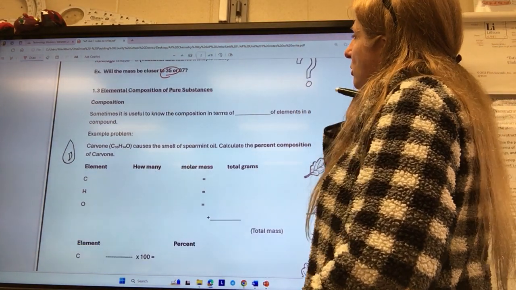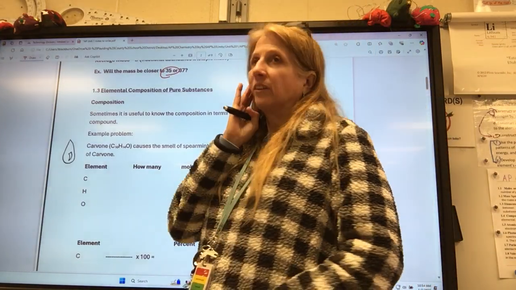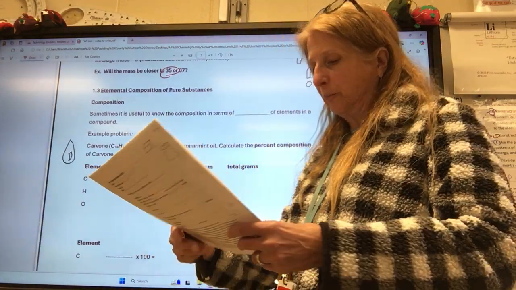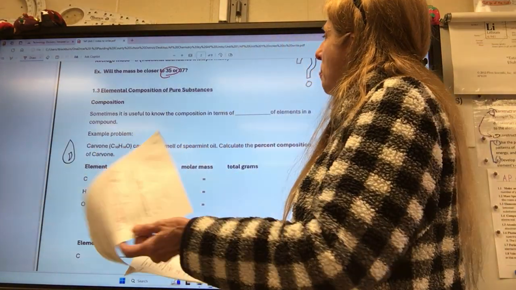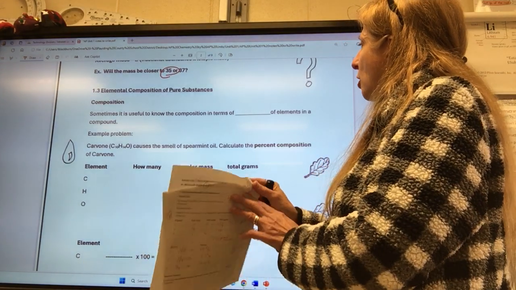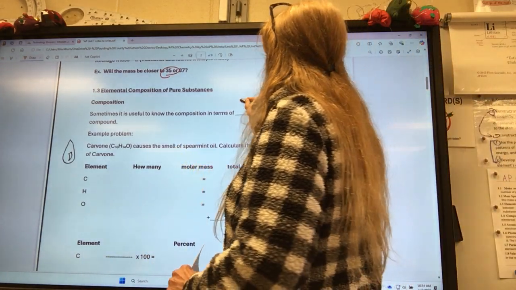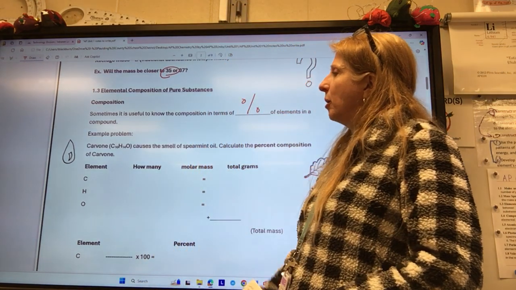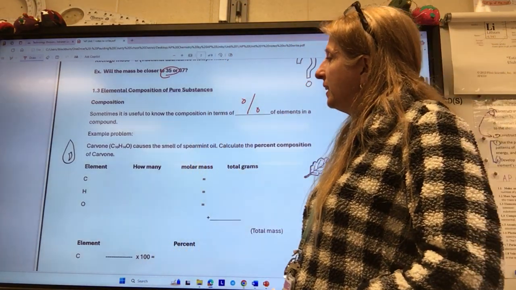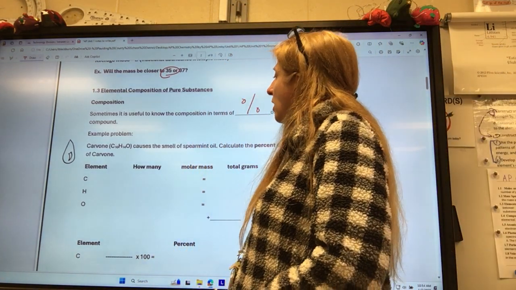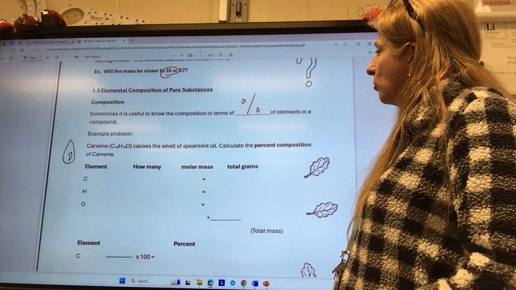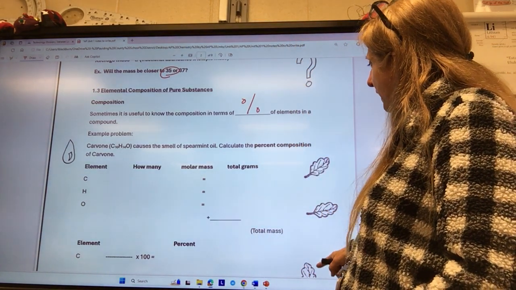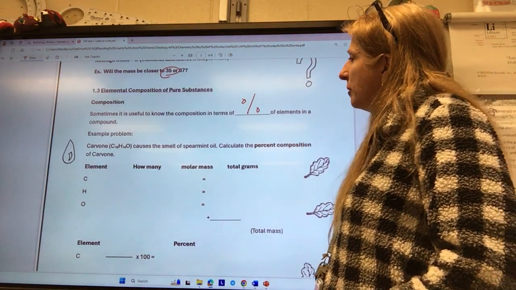Okay, elemental compositions of pure substances. This is something you learned in honors, so this should be easy. A nice little review. Sometimes it's useful to know the composition in terms of the percent of elements in a compound. So here's an example problem. Carvone, C10H14O, causes the smell of spearmint oil. So there's my little spearmint leaves. Calculate the percent composition of carvone.